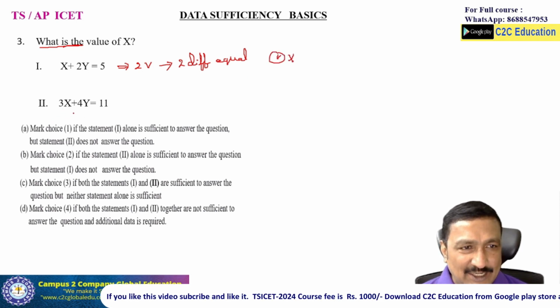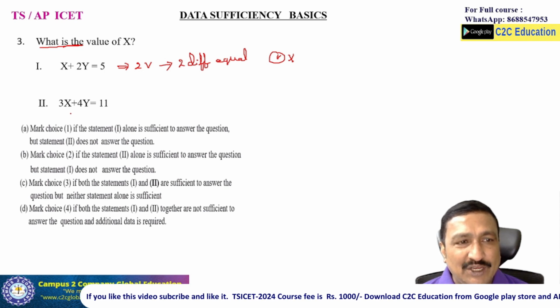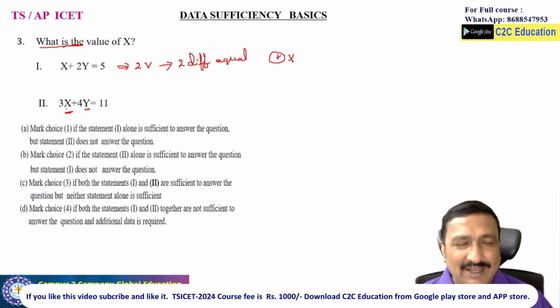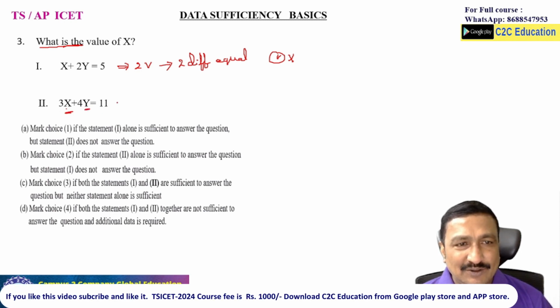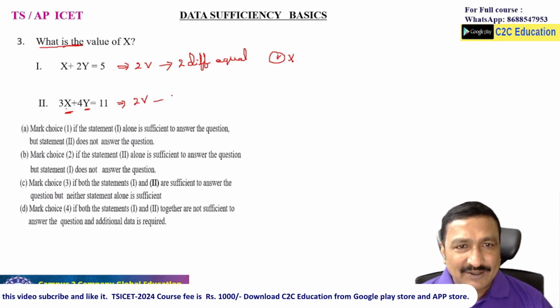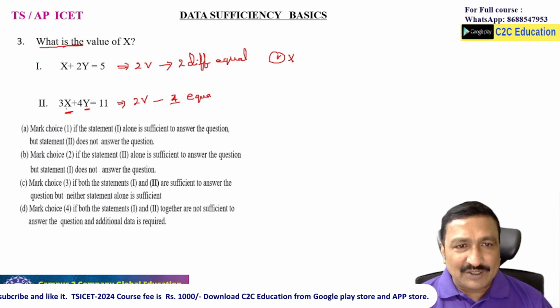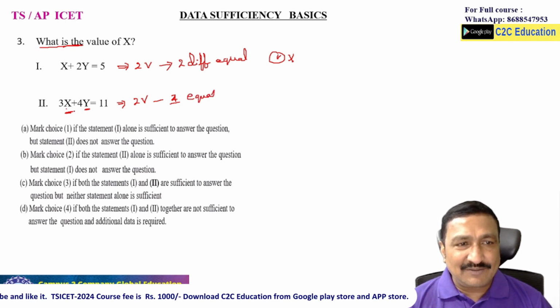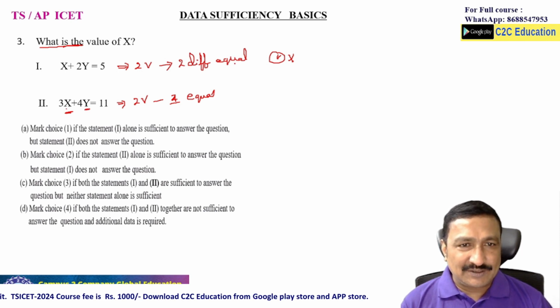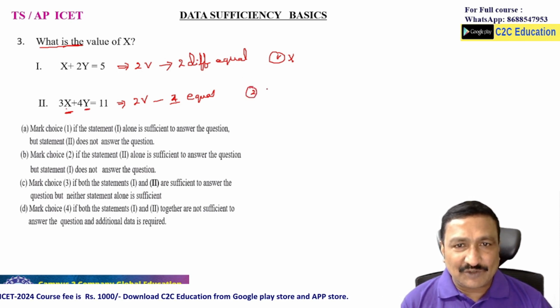Coming to the second statement, here also there is one equation: 3x plus 4y is equal to 11. So here also two variables, x variable and y variable. According to subject knowledge, there are two variables and only one equation. So with two variables and one equation, we cannot find exact values of x and y. We require two different equations. So the second statement also is not sufficient because we don't know the y value.